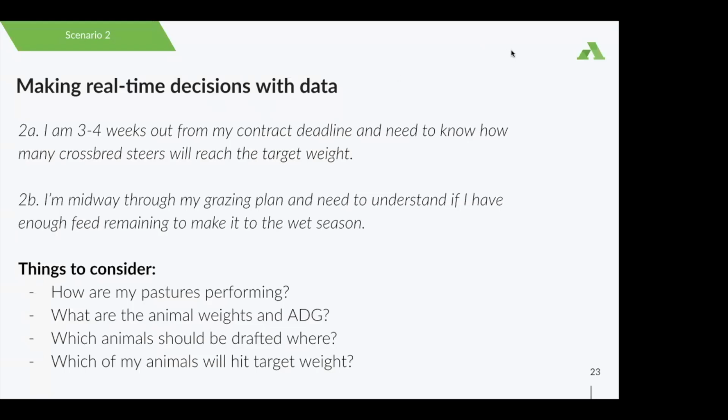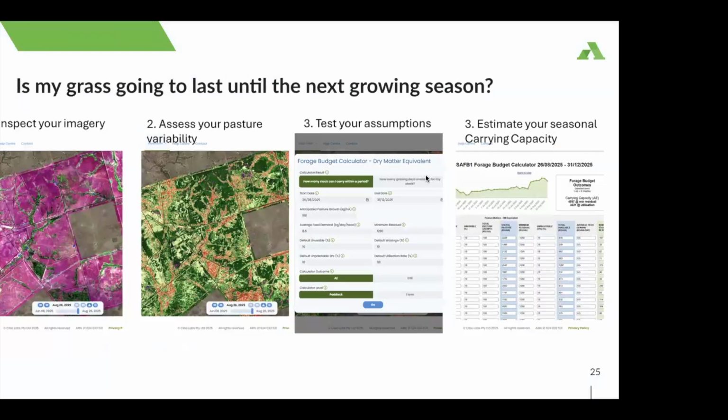So now we've planned out our grazing management and rotations, and we're in the middle of it. We're making real-time decisions, so we need to be leveraging data points. How are we doing that? Two specific scenarios here. One is you're 3 to 4 weeks out from your contract deadline, and you need to know how many of your steers are actually going to reach that target weight. The second is maybe you're midway through your grazing plan and you need to understand if you have enough feed remaining to make it to the next wet season. I'm going to pass it over to you, Phil.